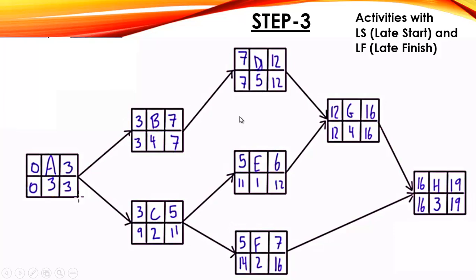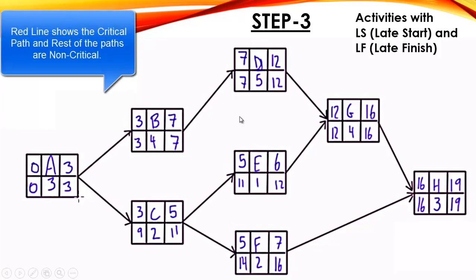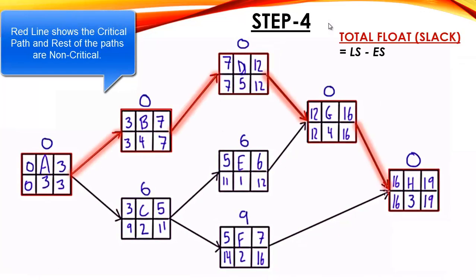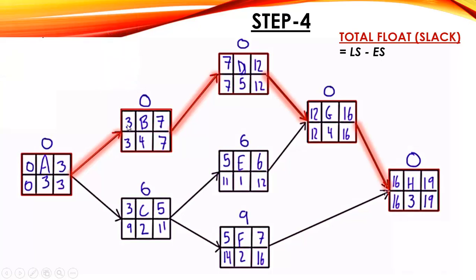So now we will calculate the total float and free float. Here is the total float. Total float is the late start minus early start. So here the late start minus early start is 0, late start minus early start 0. Here in activity E, late start is 11 and early start is 5. So 11 minus 5, 6. 9 minus 3, 6. 14 minus 5. So here is the total float.